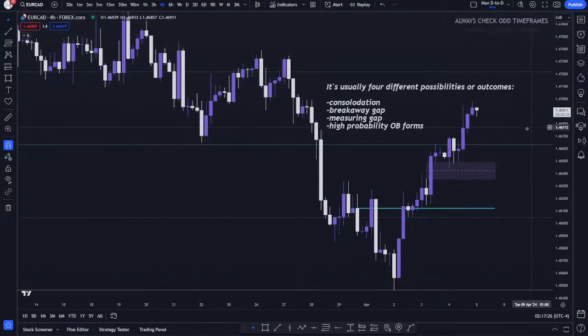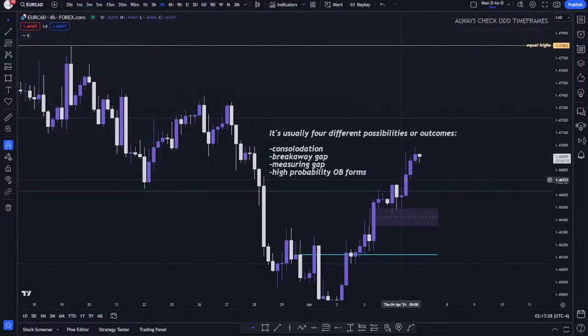A measuring gap is sort of like a breakaway gap, but we do touch it, we just don't fill it completely. We use that to measure the range, then using the standard deviations and projections, we're able to see where price may reach next. So it's not the most ideal for us. Yes, we do tap into it, which is a good sign, because we get an entry or a possible entry there, but we don't want that.